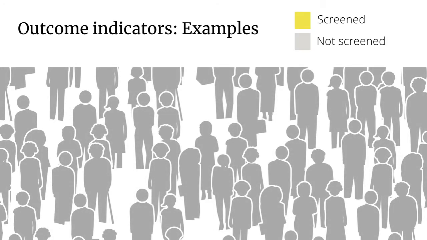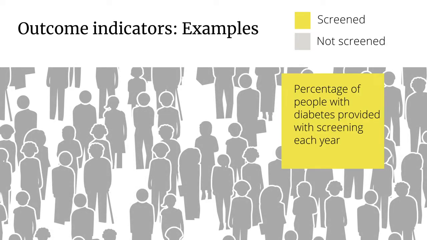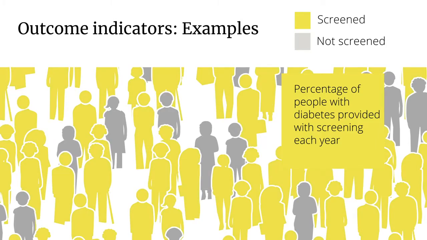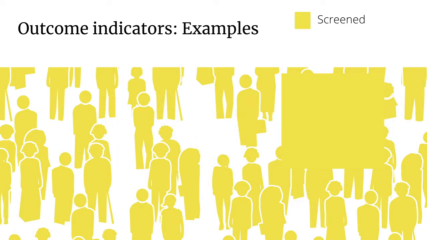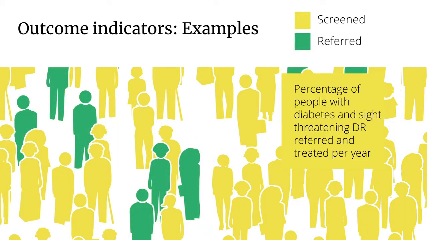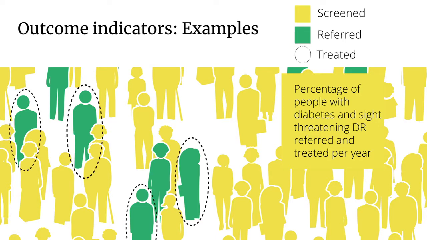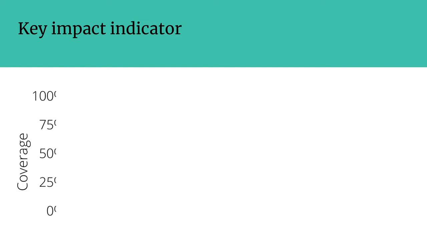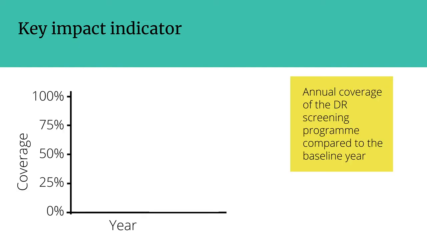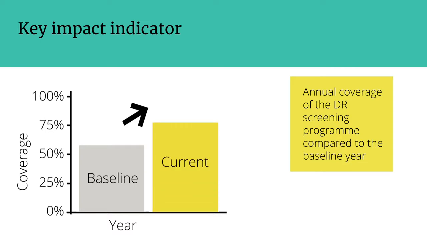Here are some examples of outcome indicators. The percentage of people with diabetes who are provided with screening each year. This is known as the coverage. The percentage of people with diabetes and sight-threatening diabetic retinopathy who are referred and accept treatment per year. The key impact indicator that the programme will aim for is the ongoing coverage of the DR screening service. That is, the percentage of the population with diabetes being provided with annual DR screening compared to the baseline.